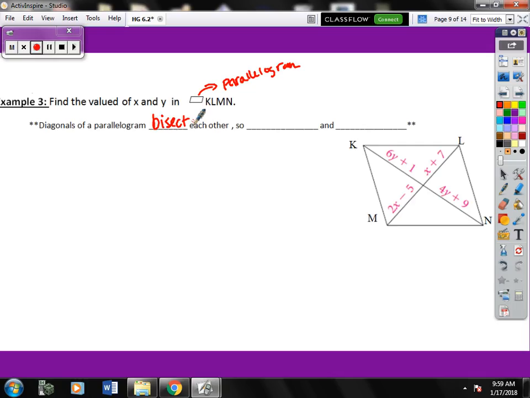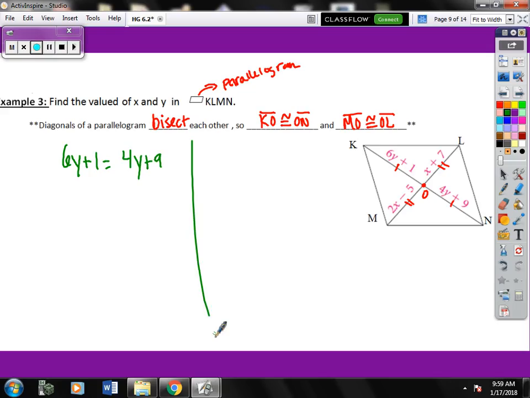So, let's put a point in the middle, call it O. If they bisect each other, that means that we would know KO is congruent to ON. And we would know MO is congruent to OF. If they're congruent, then they're also equal in length. So you would just set up an equation setting 6y plus 1 equal to 4y plus 9.